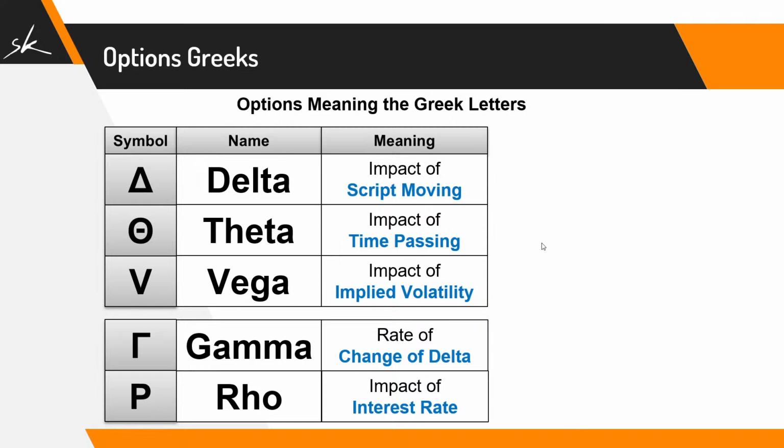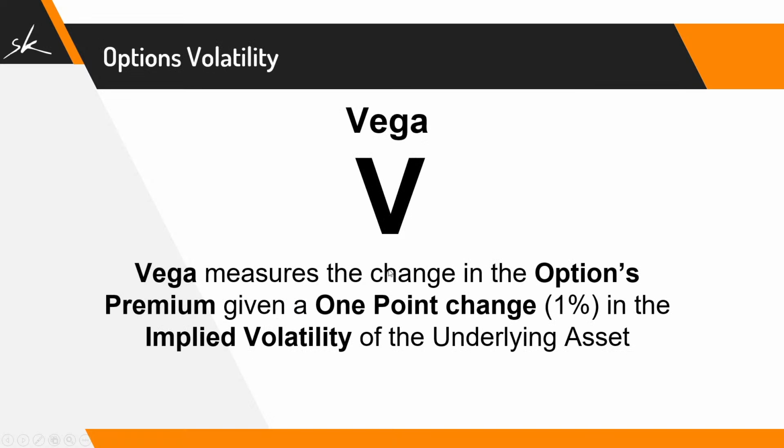So what is Vega? Vega measures the change in the option's premium given 1 point change. So 1 point change means 1% change in implied volatility of the underlying asset. Whenever we are looking at options, they have something which is called implied volatility, and we covered how this implied volatility is calculated. It is calculated by doing something called reverse engineering.